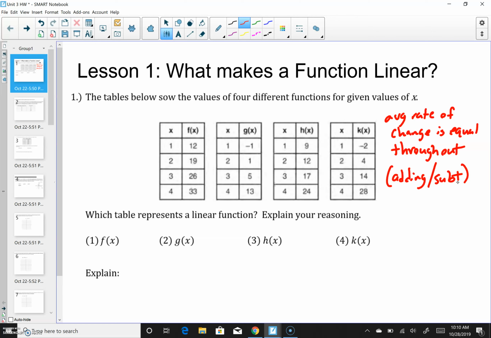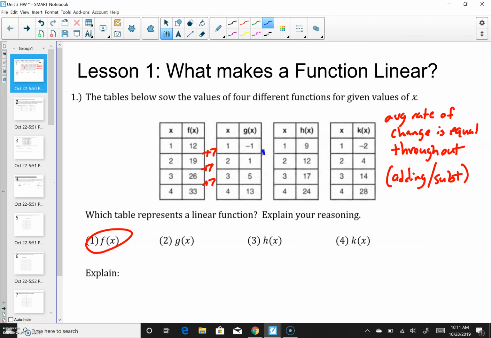So if I look at my first table, 1, 2, 3, 4 on the x's, so then f of x is 12 to 19, so plus 7. 19 to 26 is plus 7. 26 to 33 is plus 7. So the answer, or f of x, is going to be a linear function.